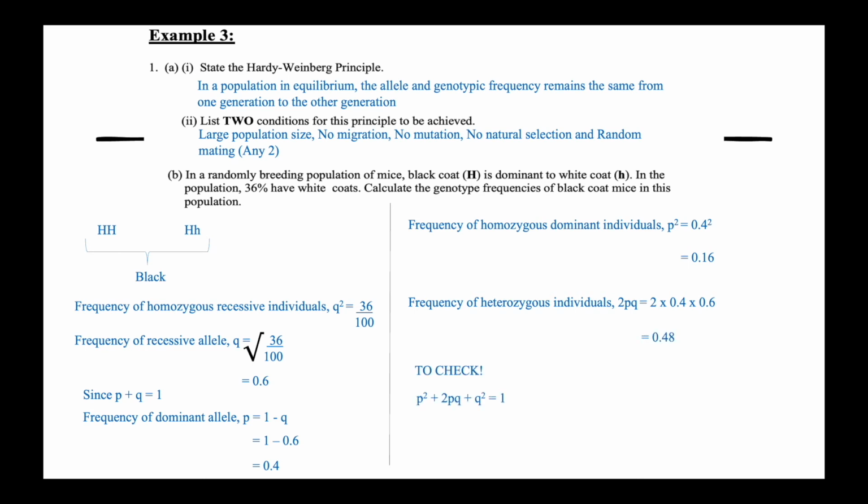To check, the frequency of homozygous dominant individuals, p square, plus the frequency of heterozygous individuals, 2pq, plus the frequency of homozygous recessive individuals, q square, should give you the value 1. If you do not get the value 1, there must be something wrong with your calculation.